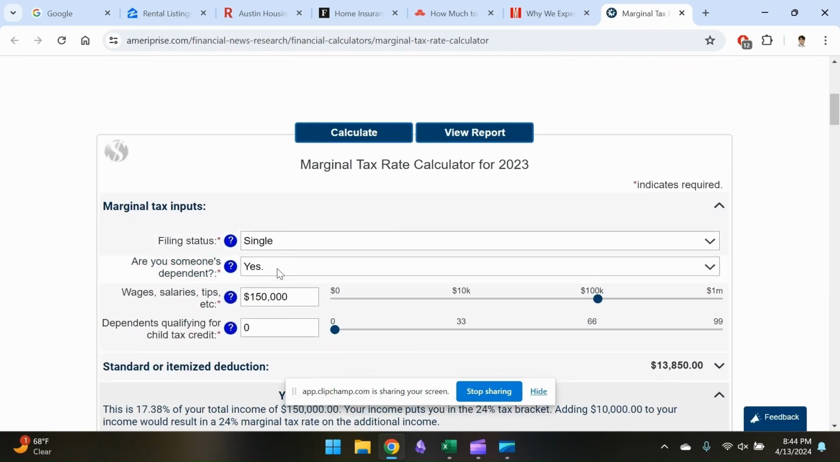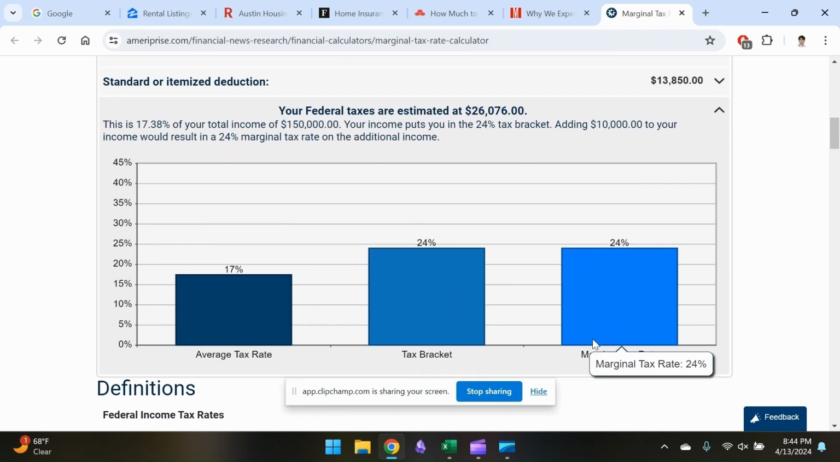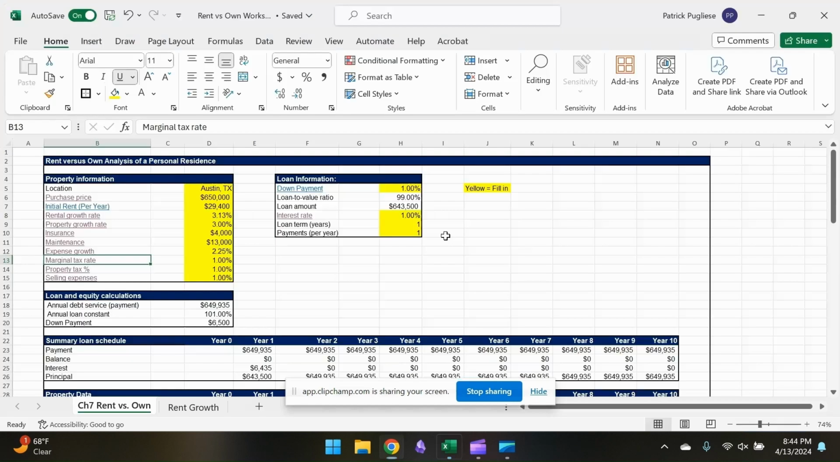Marginal tax rate, you can use this calculator to figure out what percentage you're on. So whether you're single, someone's dependent, we'll say no. Single, say you make $150,000 a year, we're going to be in the 24% tax rate.